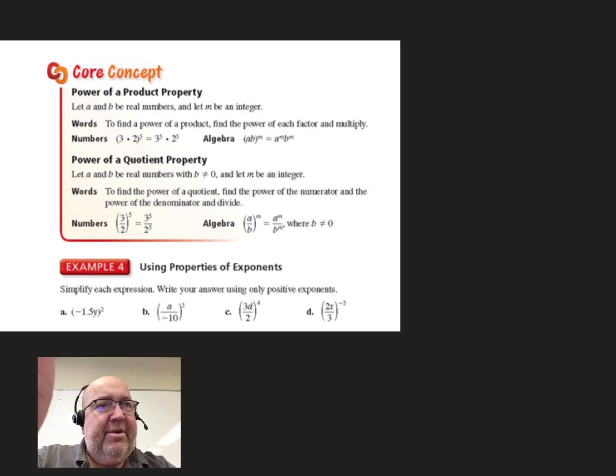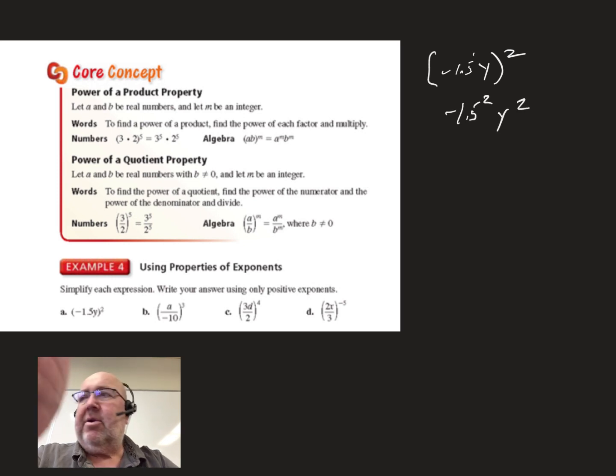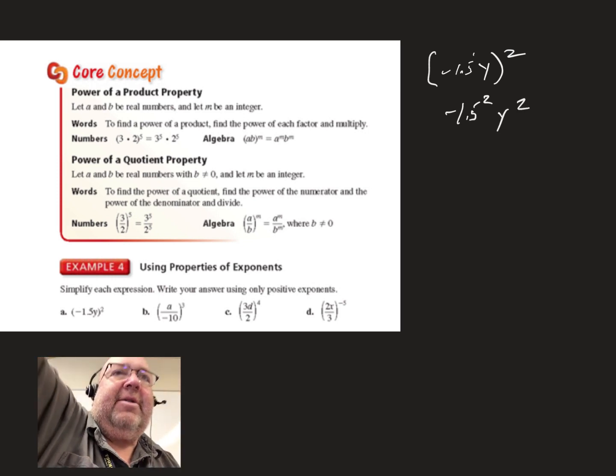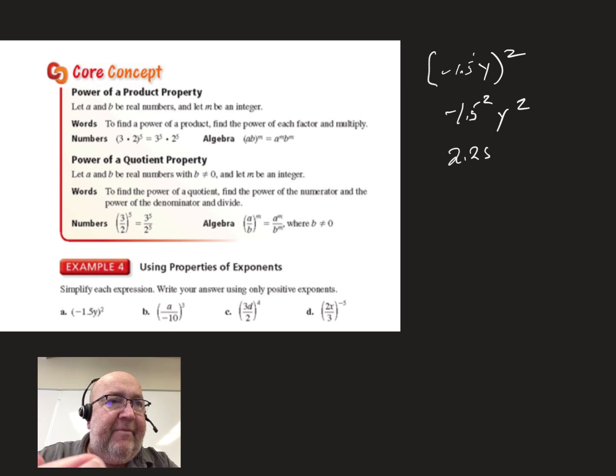So here we go. First, on A, we have negative 1.5 y to the 2nd power. So that means we're going to have negative 1.5 to the 2nd power, and y to the second power. And let me find my calculator real quick. Negative 1.5 to the second power is going to be 2.25, and it'll become positive because negative times a negative, and then we'll get y squared.